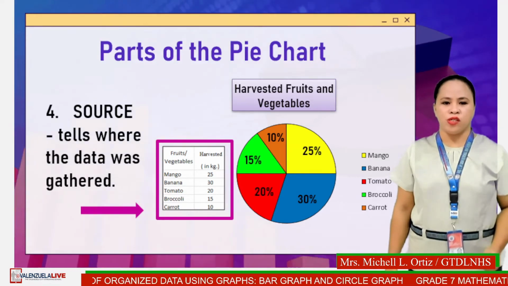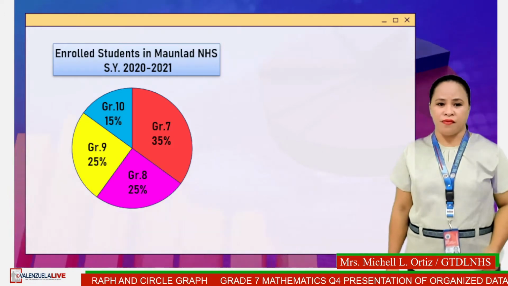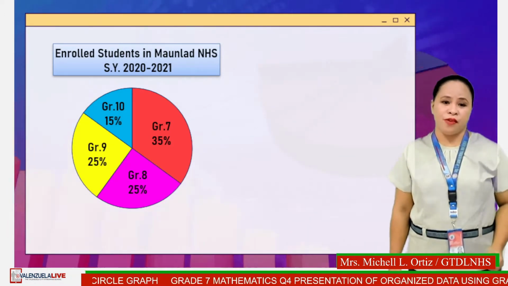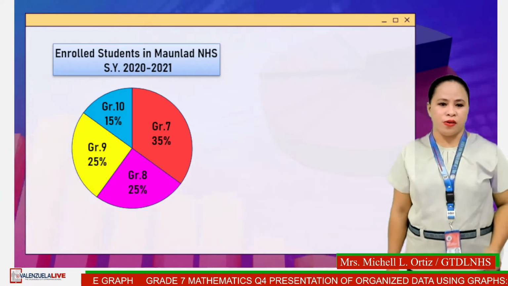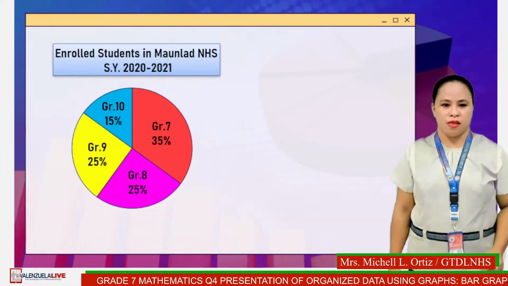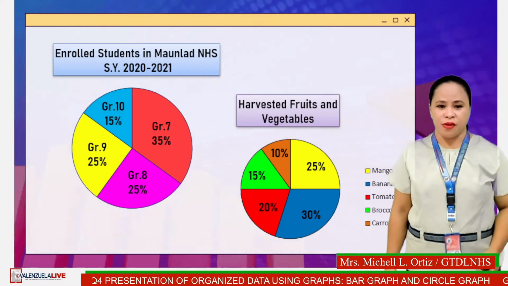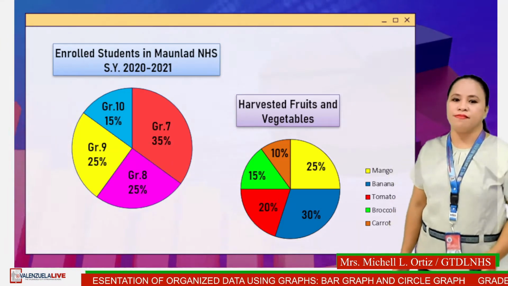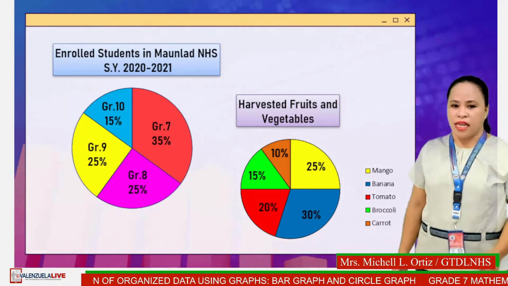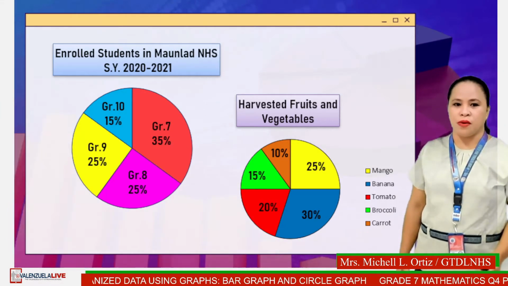In the given pie chart, if the important information is already in the graph, no need to write the legend. For example, in Figure 1, graph of the enrolled students in Maunlad National High School. But if some information is not on the graph, we have to add the legend. Just like in Figure 2, the key or the legend will tell us what each sector of the circle represents.